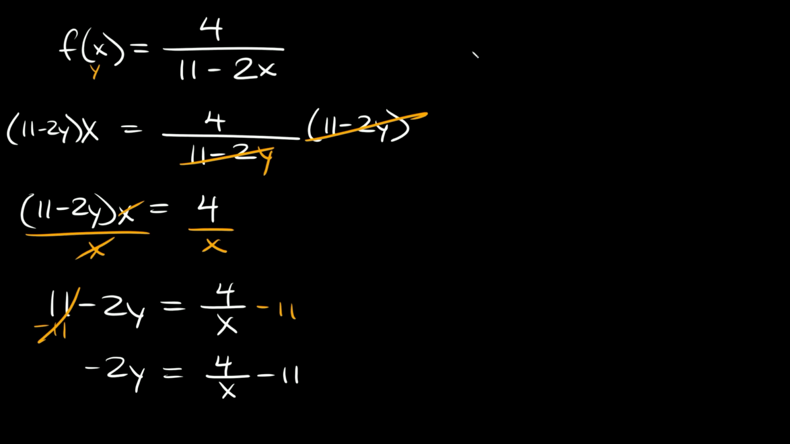And I'm going to write it up here now just to give us some more room. Negative 2y is equal to 4 over x minus 11. Okay, the next thing we can do is get rid of this negative 2. And instead of dividing by negative 2, let's just multiply by the reciprocal. So the reciprocal of 2 is 1/2, right? So let's multiply both sides by negative 1/2.